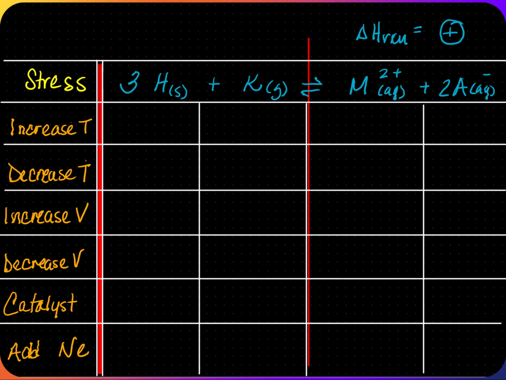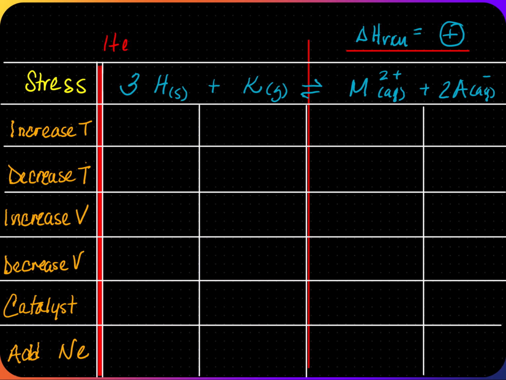First stress we're adding is we're increasing temperature. When temperature is given, first thing we do is we locate the heat. Delta H is provided as positive, therefore I know the heat is on the reactant side. So I am increasing the temperature. So if I increase the temperature, that means that the heat is going to be increasing. So to relieve the stress, I need to shift to the opposite side. So it's going to shift to the products.